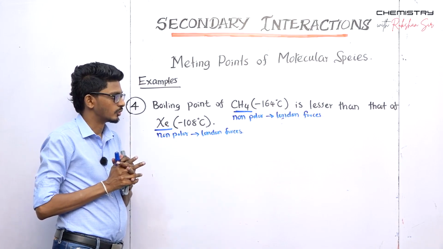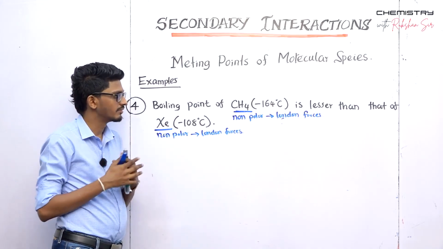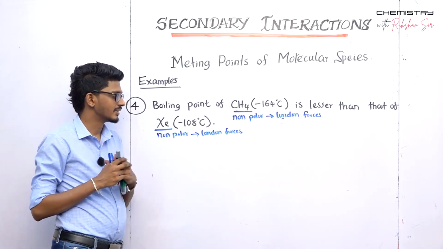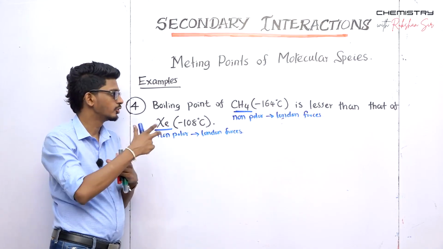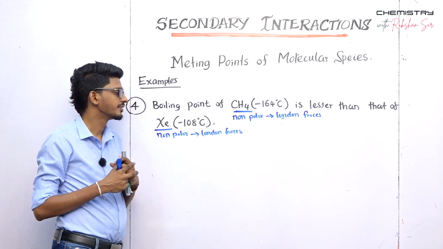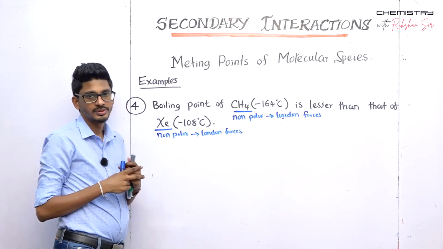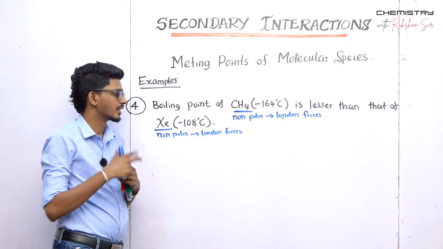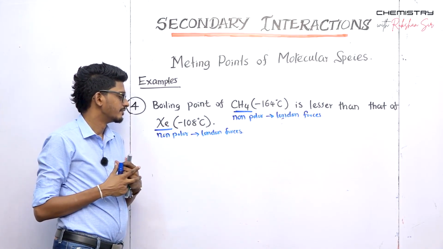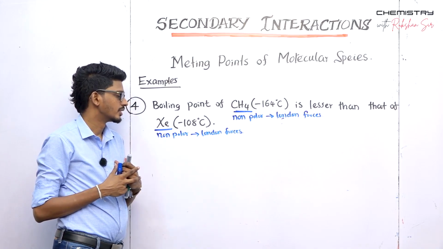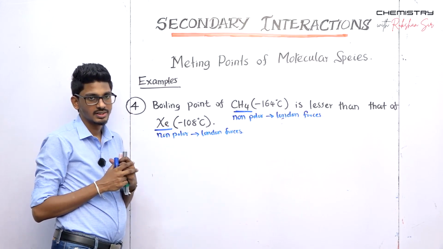So we can think of London force strength here. The secondary interaction kind is the same, but with the molecular weight, you can comment on the London force strength. With that also you can come up with the answer. Or else, as xenon is with a very high molecular weight than CH4, with that point as well you can come up with the boiling points. Greater the molecular weight, greater will be your boiling point. So two answers are possible here. Let's write both.